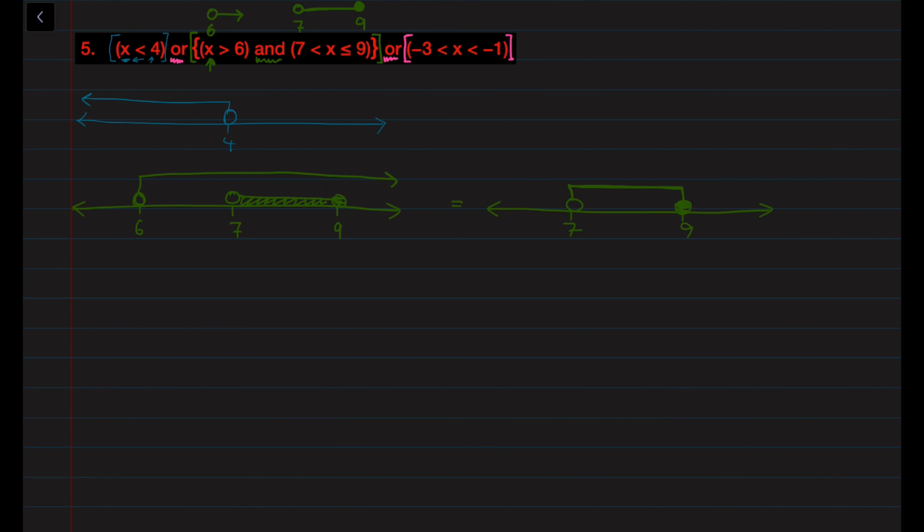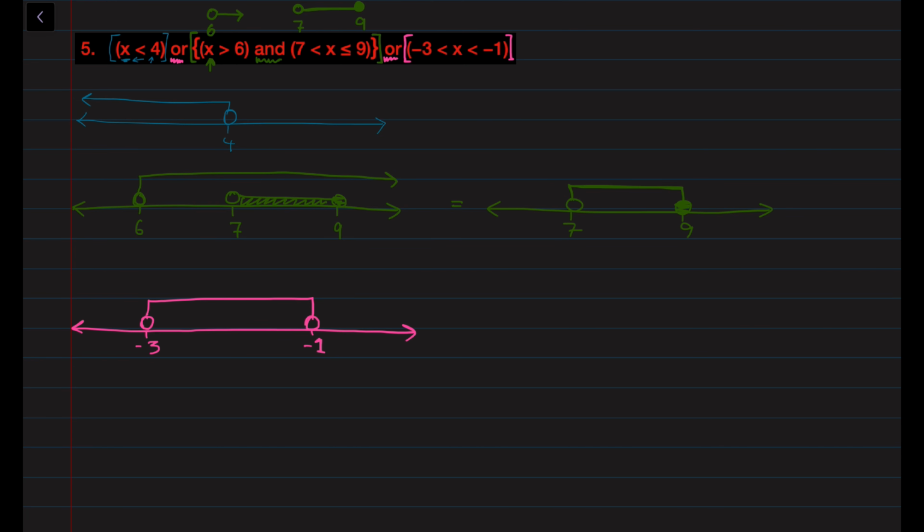For our third part, we're looking for numbers, and this time we're going to draw it straight on the number line, because this is what you guys should be doing as you see this stuff eventually. So we can start by practicing now. We're looking for numbers from -3 to -1. -3 is not included, -1 is not included, and we're looking at all the numbers in between. So this is our final answer.